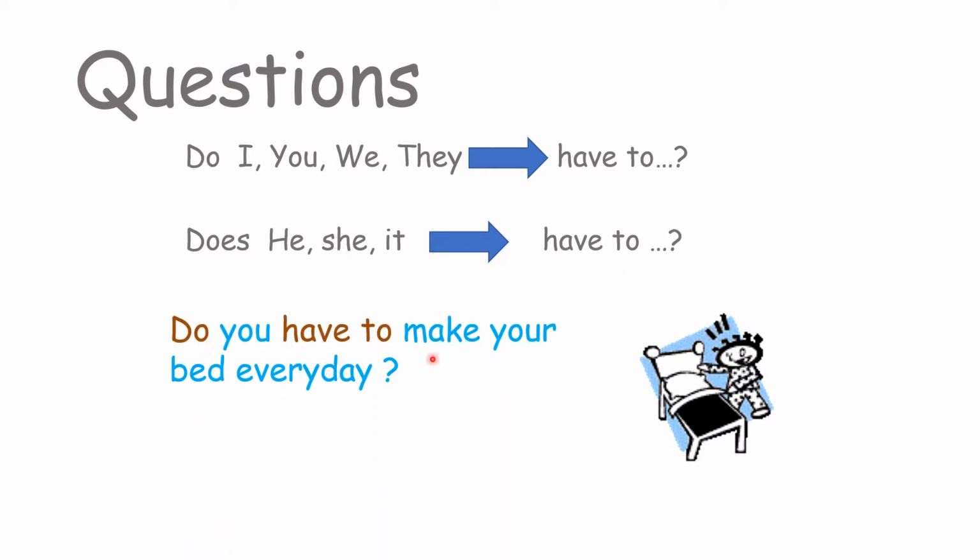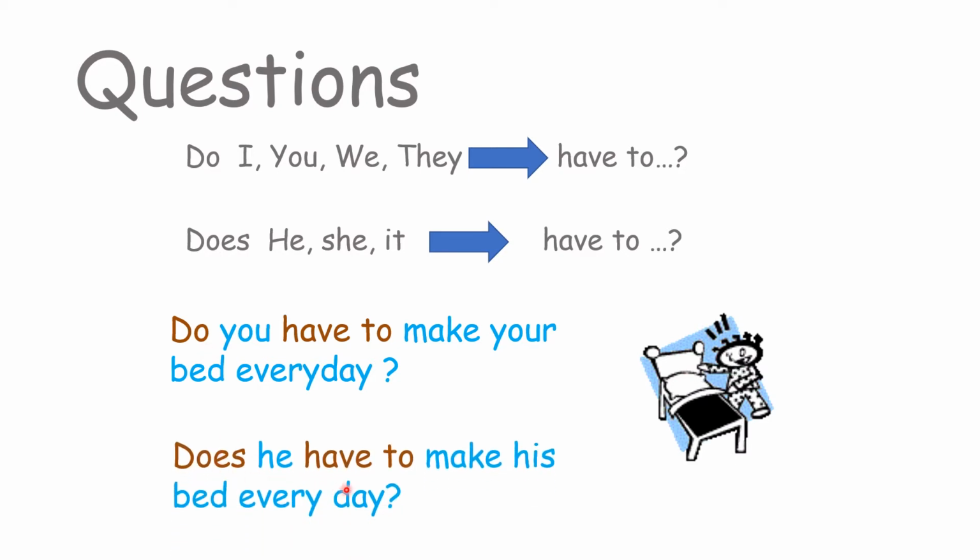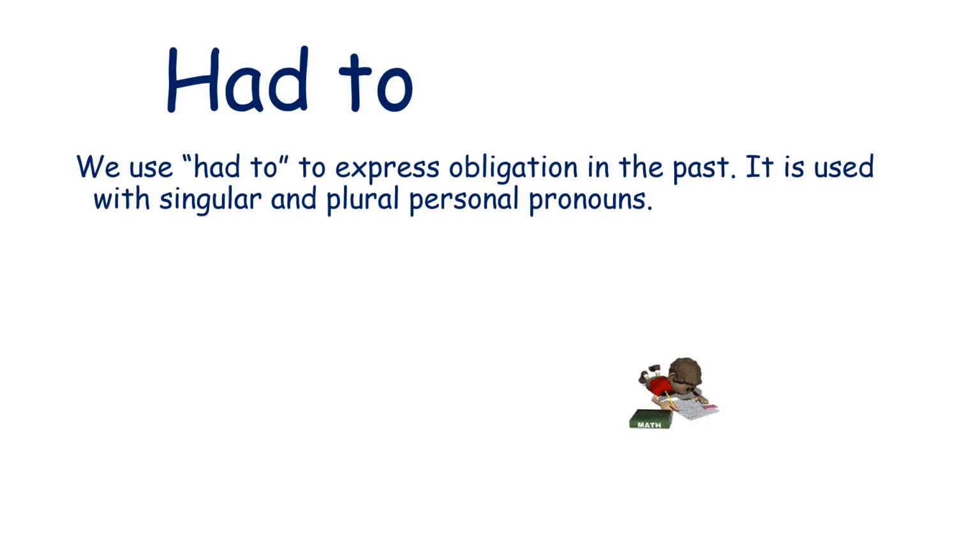Do you have to make your bed every day? Does he have to make his bed every day? So if the subject is you, we start with do, and because the subject is he here, we start with does. Had to. We use had to express obligation, but in the past. It's used with singular and plural personal pronouns. He had to study maths yesterday.